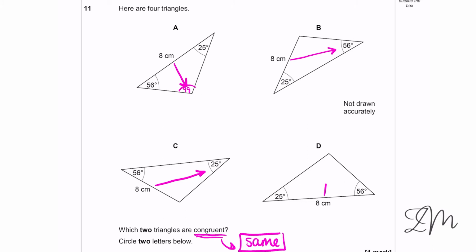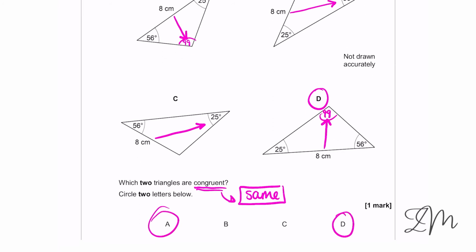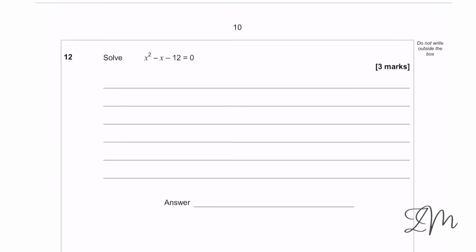And the 8 centimetres in this one is opposite again the missing angle, which we worked out as 99, but like we said, we don't need it. So these two are the two congruent triangles. So we've got A and D because the sides match.